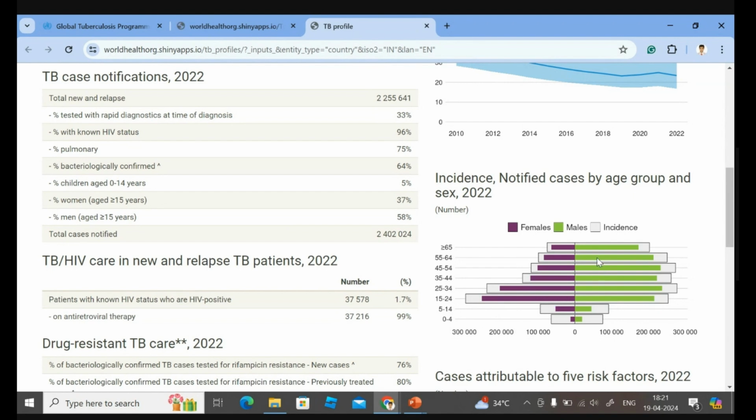So there are two colors, the males and females. Now tell me in which age group, on the vertical column, you have over and above 65 age, and you have 0 to 4. This is what it is, in increasing order: 0 to 4, 5 to 14, 15 to 24, 25 to 34, 35 to 44. This is the age group, and this is the data, right? Now tell me, in which age group do you see there are more females who have got more cases than their male counterparts?